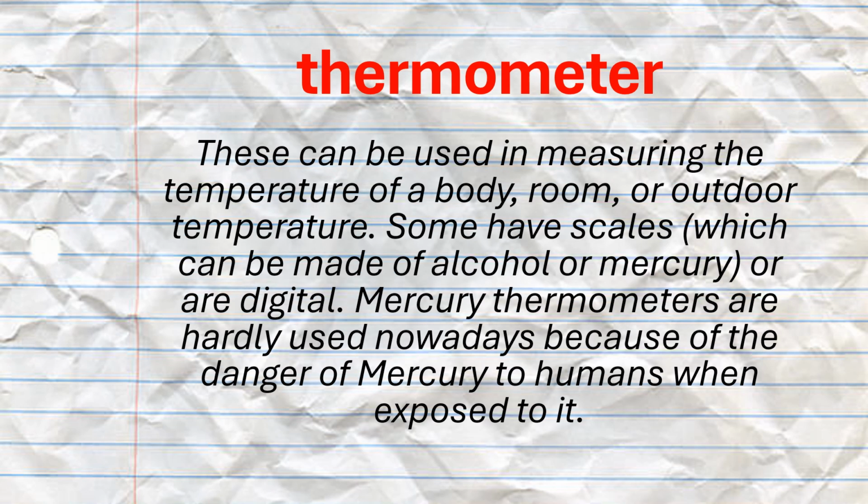A thermometer has different kinds. This can be used in measuring the temperature of the body, a room, or outdoor temperature. Some have scales which can be made of alcohol or mercury, or are digital. Mercury thermometers are hardly used nowadays because of the danger of mercury to humans when exposed to it.